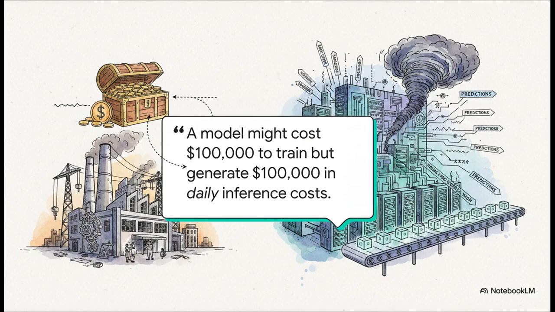And this is where it gets really eye-opening. You might spend $100,000 to train your model. That feels like the big expense, right? But what happens if that model is a huge success? It could easily end up costing you that same amount, $100,000, every single day just on inference. The cost of running the factory can absolutely dwarf the cost of building it.